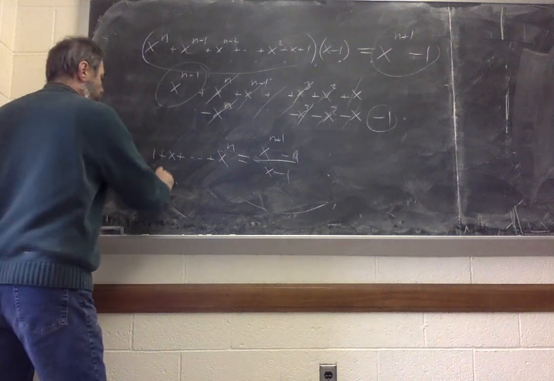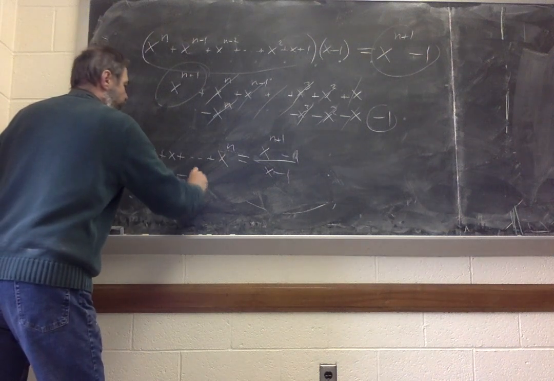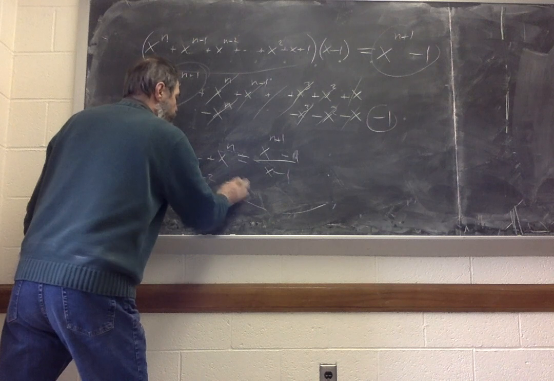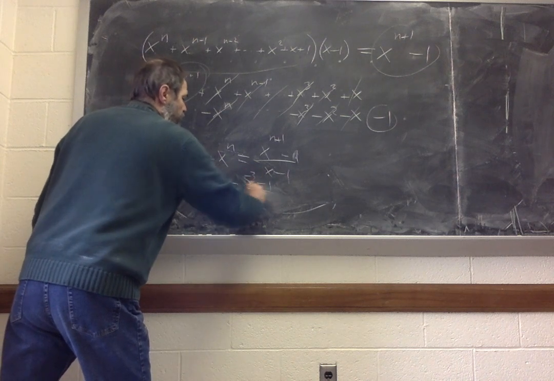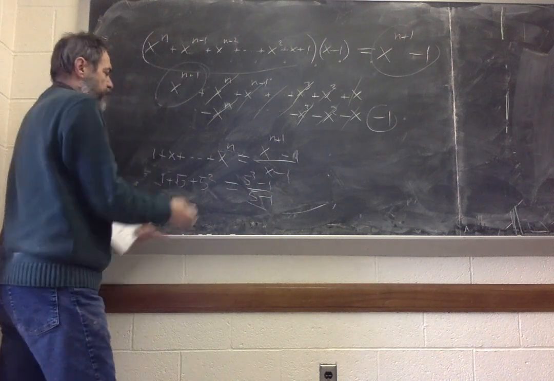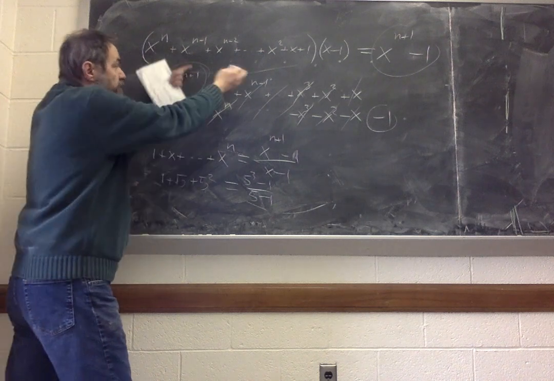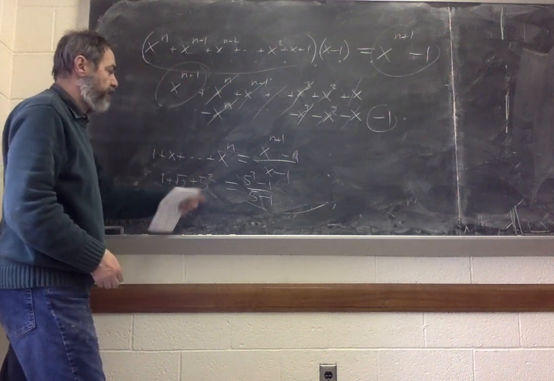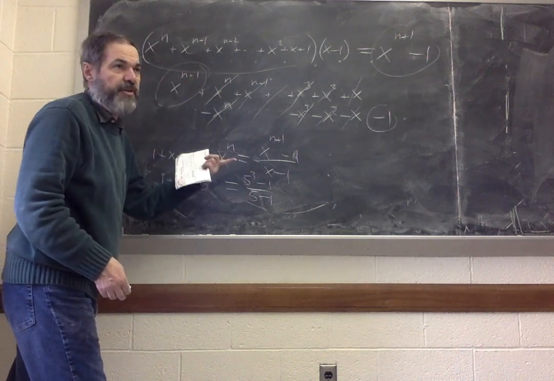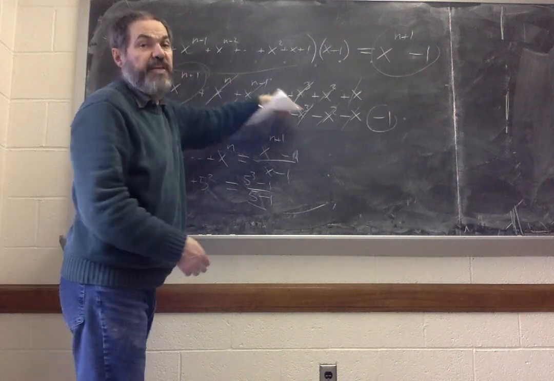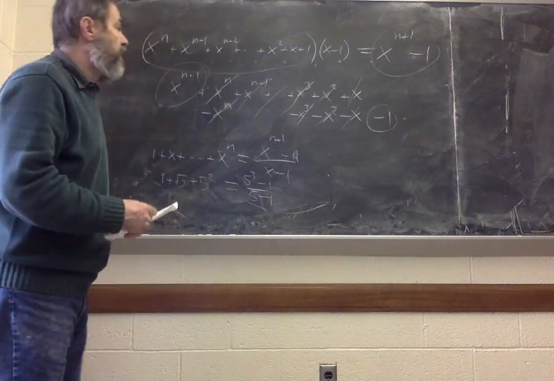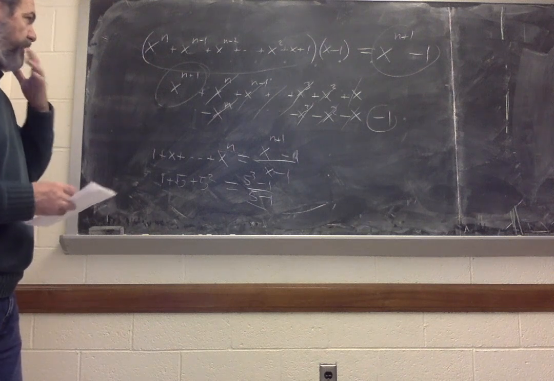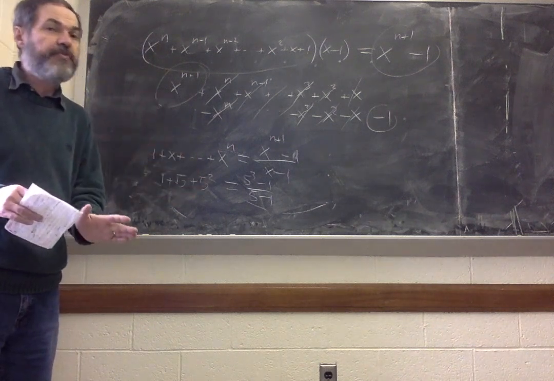In particular, we saw 1 plus 5 plus 5 squared was equal to 5 cubed minus 1 over 5 minus 1. And the same for any prime number. And in fact, for any number x, 1 plus x plus x squared is x cubed minus 1 over x minus 1, because of this cancellation. So I think this should end our discussion on the sum of divisors.